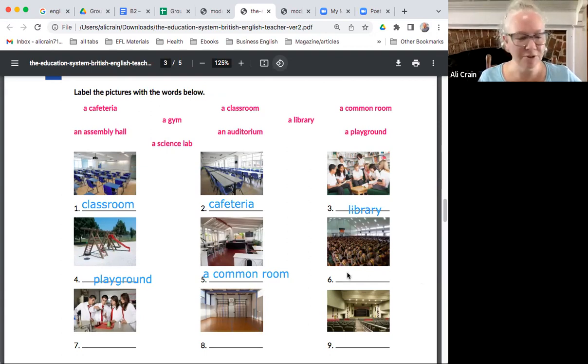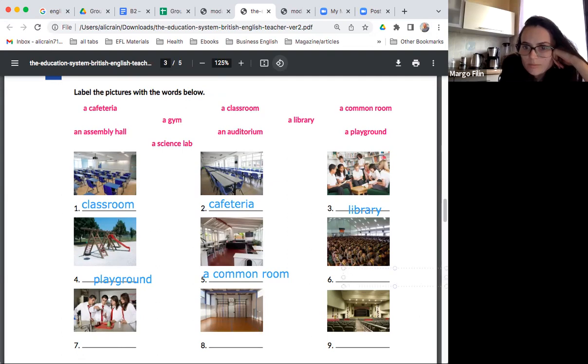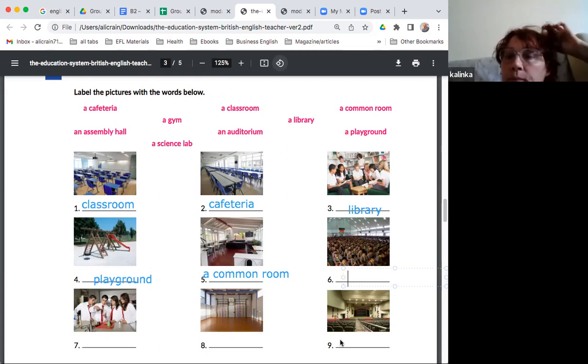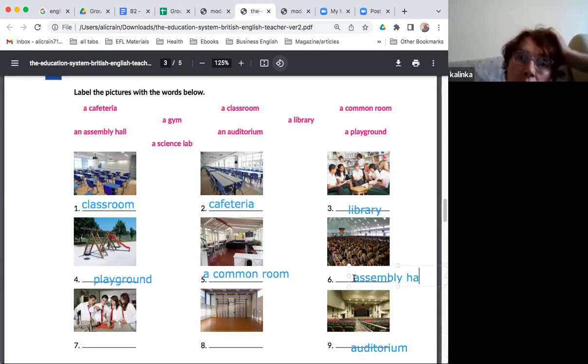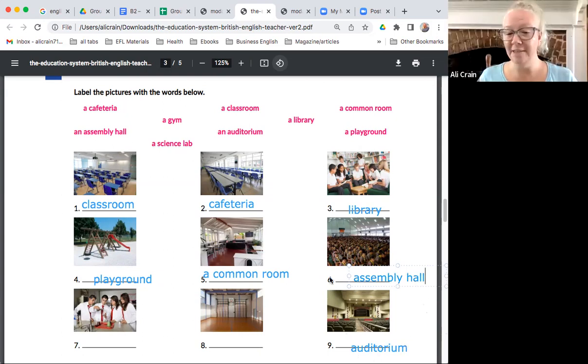Okay, number 6. Auditorium. I would have thought auditorium as well, but I think assembly hall. Yes, this one is, so number 6 is the assembly hall. Now, in the US, we wouldn't have a separate space as an assembly hall. We would have either an auditorium or the gym.